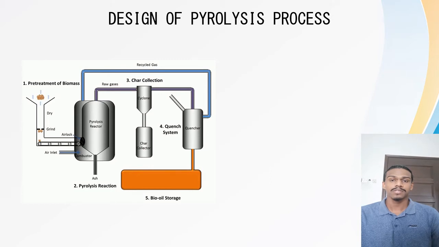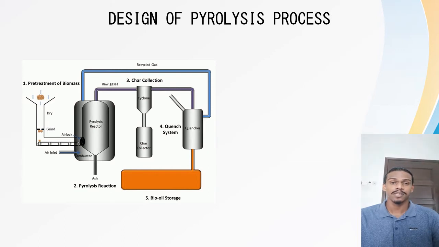The next step is known as char collection, where the raw gases with solid residues are headed into the cyclone. The cyclone separator helps to remove the char from the raw gases, and it is collected in the char collector. The raw gases, also known as purified gases, move towards the quencher system, where the cold quench water cools down the gases. A bio-oil is produced. This bio-oil condenses and deposits at the bottom, where the non-condensable gases are recycled to be used in the pyrolysis process again. Finally, the bio-oil will be stored in a storage tank and used for further purposes.